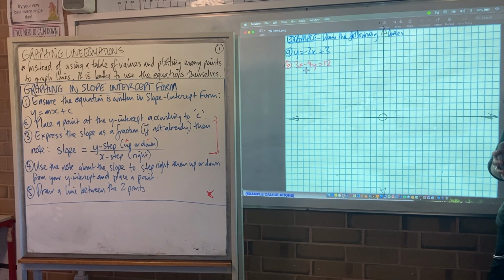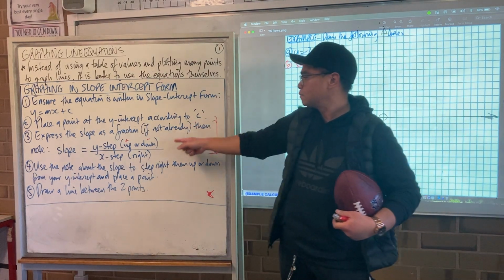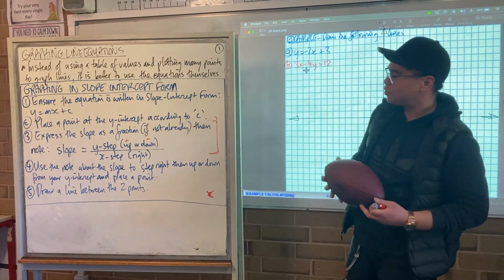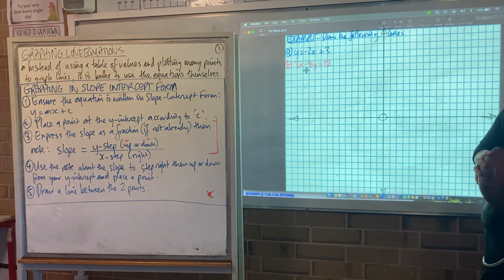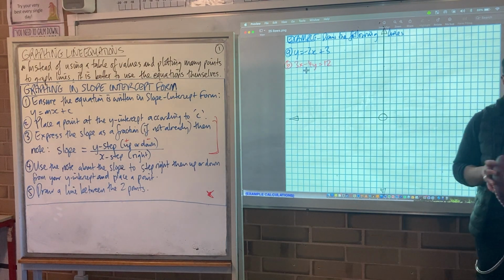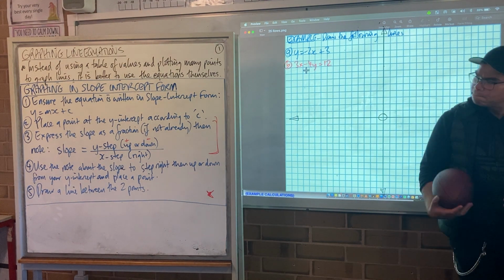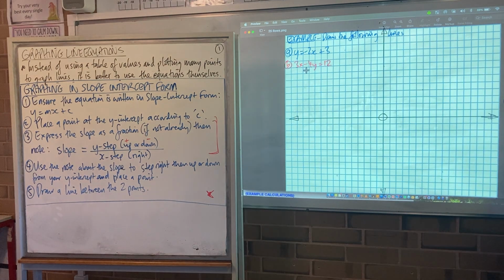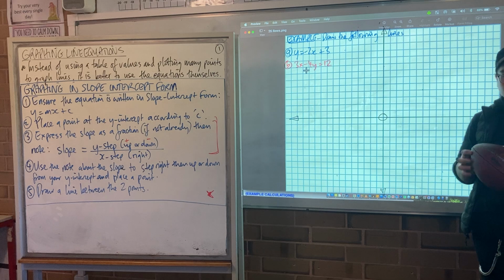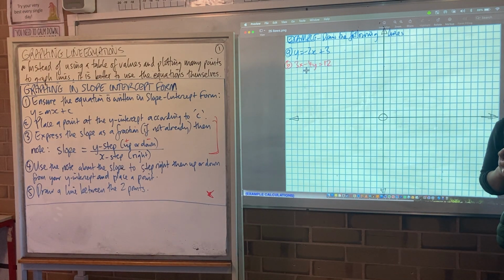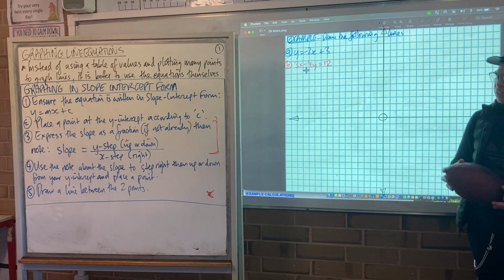Does that say about, or to use the note? Use the note about the slope to step right, then up or down from your y-intercept and place a point. Because in step 2 you place a dot, which is cool, but 1 dot is not enough information to draw a line, because you don't know what direction it's going. So you use the slope to decide what direction you go from that first dot.